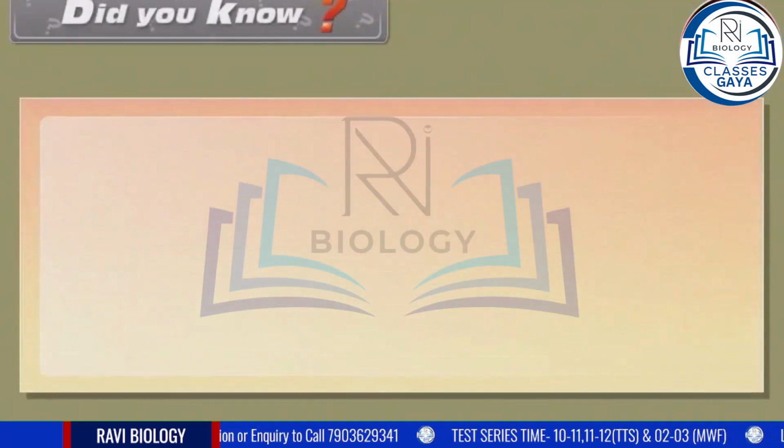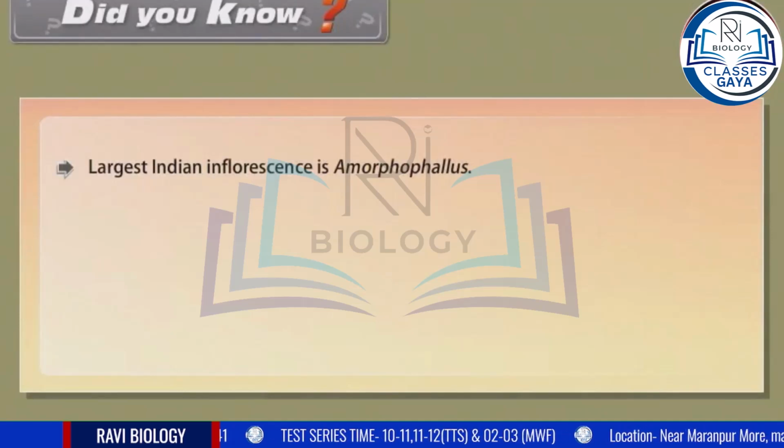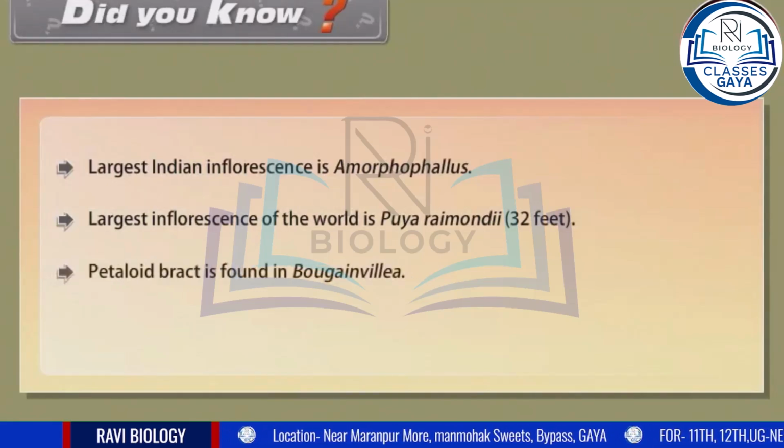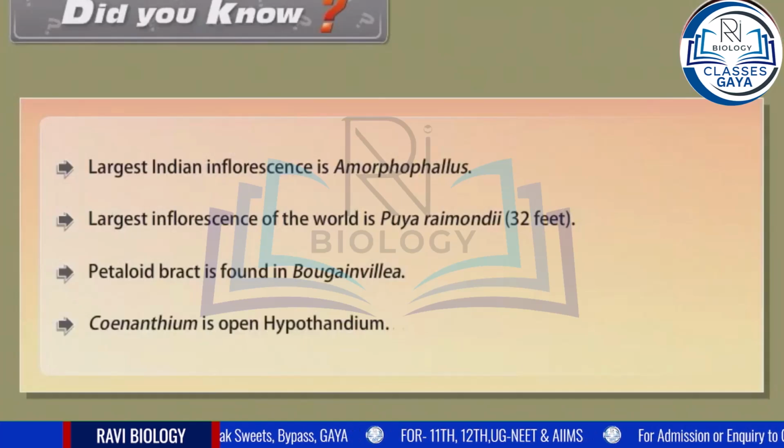Did you know the largest Indian inflorescence is Amorphophallus? The largest inflorescence of the world is Puya raimondii, 32 feet. Petaloid bract is found in Bougainvillea. Syconus is a closed hypanthodium.